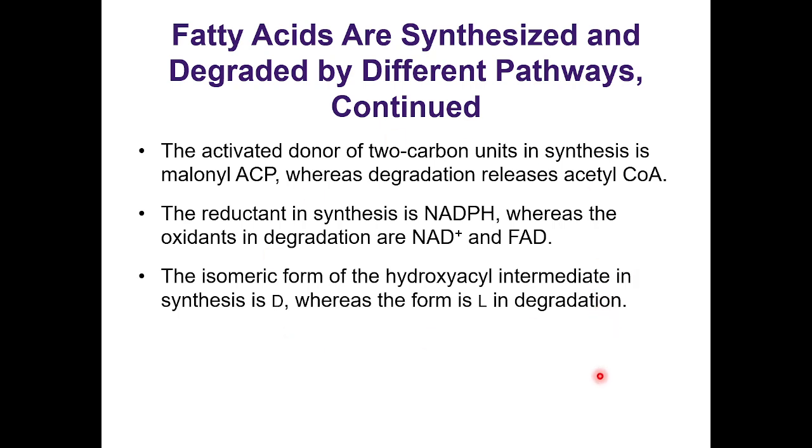The activated donor of the 2 carbon units in the synthesis is actually malonyl ACP. Remember, this is that carrier protein. Whereas the degradation releases acetyl-CoA. The reductant in the synthesis is the NADPH, whereas the oxidants in the degradation are the NAD plus and the FAD. So these are some major diverging points, right? The isomeric form of the hydroxyacyl intermediate in your synthesis is D, whereas the form in the degradation is L.